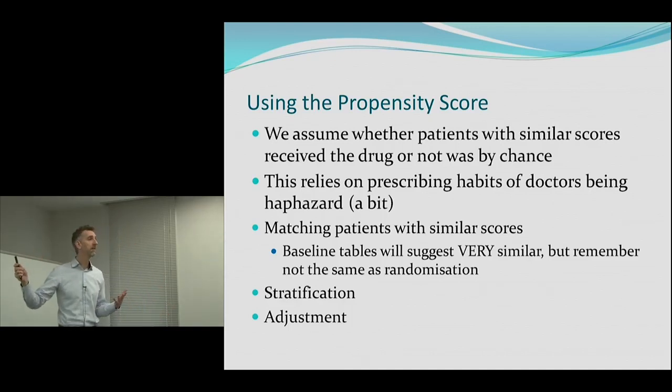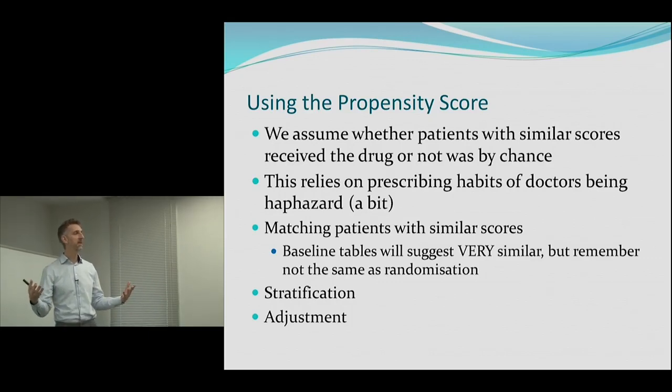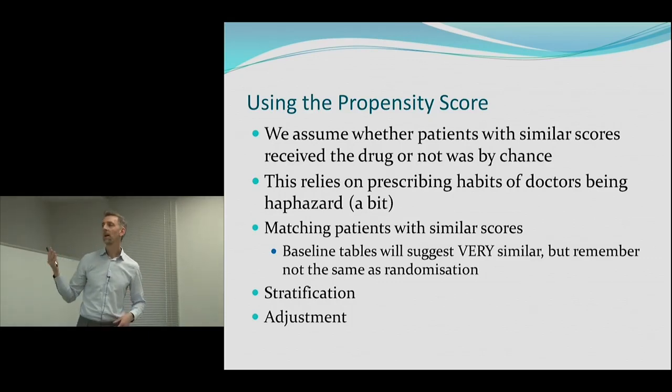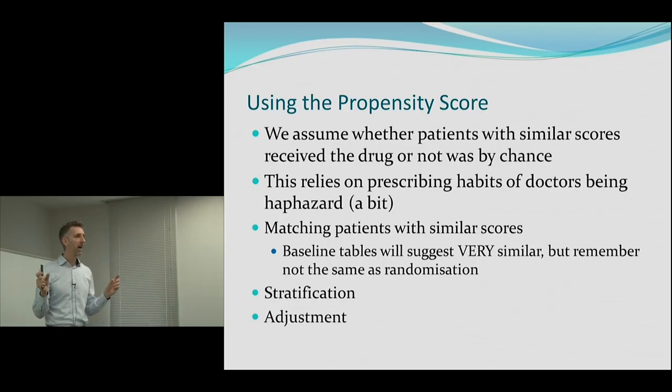It means that for us as investigators, we can make use of this variation. And there are potentially three major things that we can do. We could match patients who've got very similar scores to each other. So for every statin user, I could match them with a non-statin user with a very similar score. What happens if I can do that? It means that my baseline table of the exposed and the unexposed will look very, very similar.